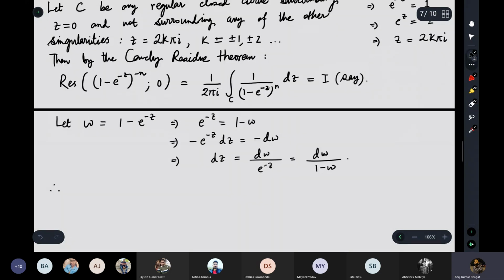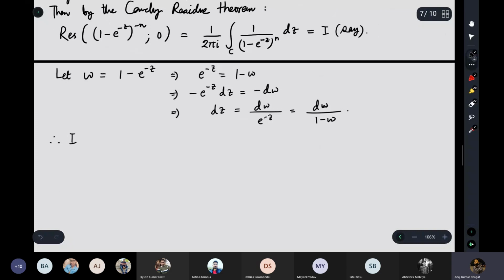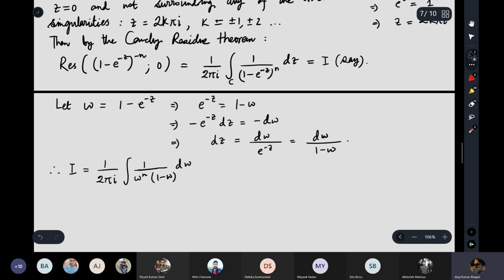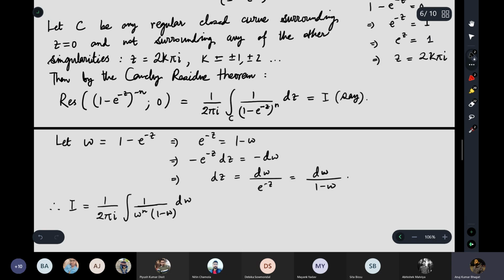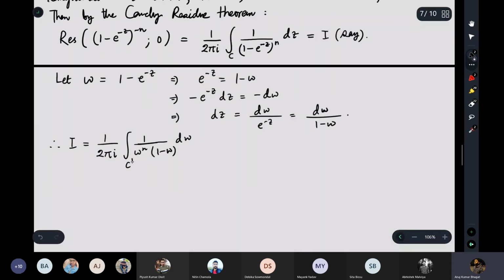So therefore, instead of writing this whole integral again, call this integral as I_C. Okay, so what is I? Therefore I is nothing but 1 by 2 pi i, this is 1, so this is 1 by omega to the power n, then 1 minus omega d omega. But this C will not remain same because you have changed the plane this time. So previously you are in the z plane, now you are in the omega plane. So here the curve will also change. So suppose the curve is C star.